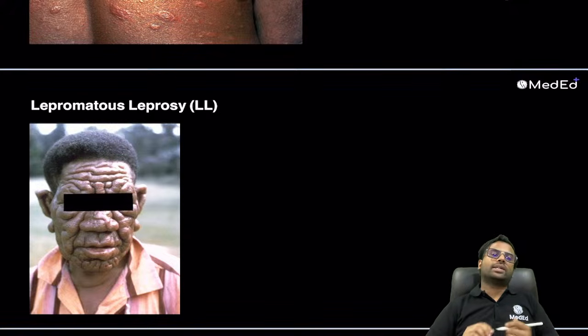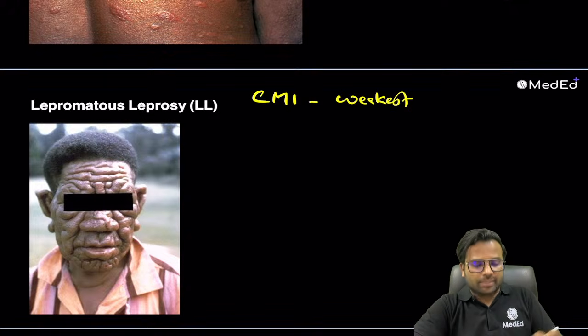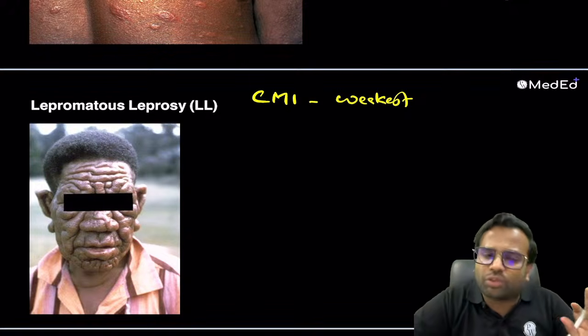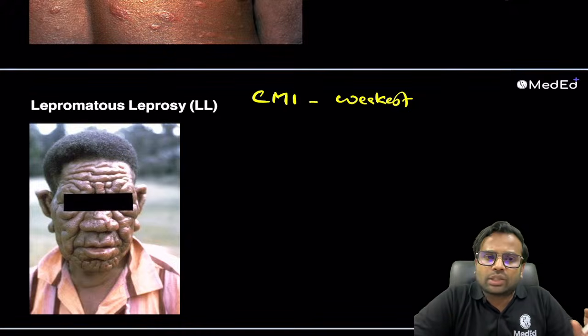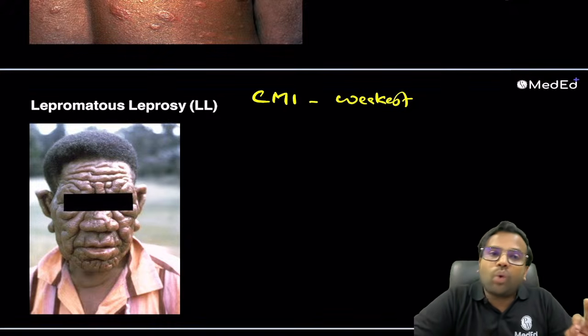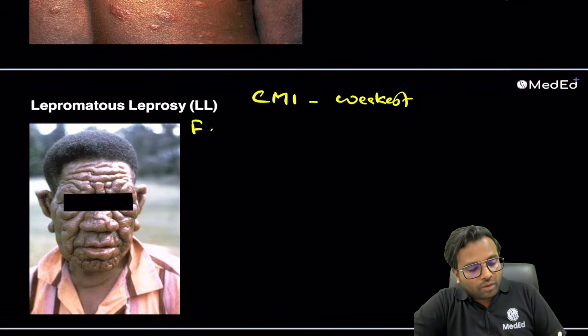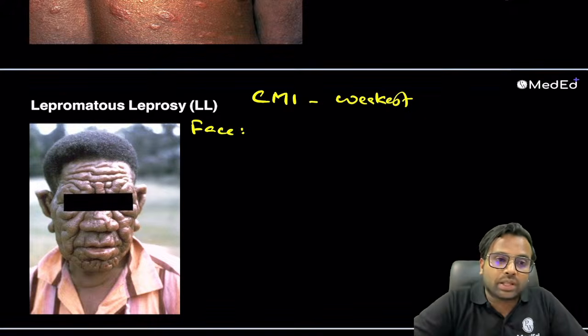Now, in lepromatous type of leprosy, all of you know that the cell mediated immunity is the weakest. Matlab the patient ka immunity has gone to the worst level, right? So in this patient who will be having a very weak immunity, how will the patient present to you with leprosy? First thing is you look into the face of the patient. Abhi face will look something like this. What do you call for these lesions?